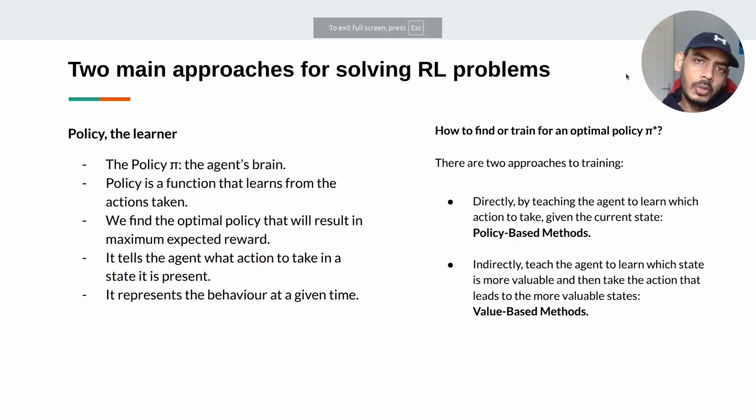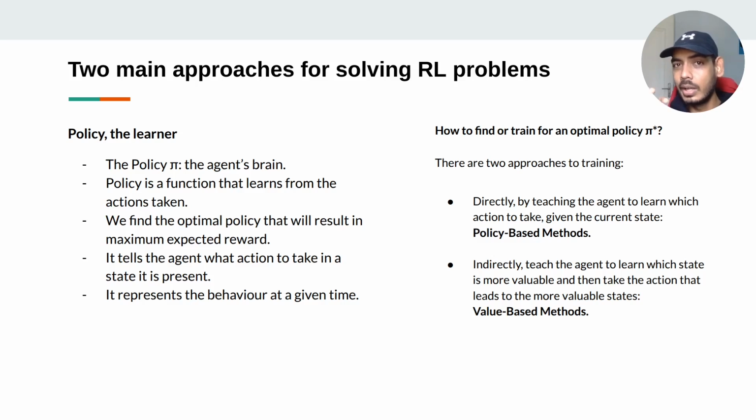Now let's talk about the two main approaches for solving RL problems. The key part of machine learning is you have a machine learning model and that model learns an objective function. When it comes to an RL problem, there is something called a policy, which is nothing but a function that learns which action to take for a given state. So we find the optimal policy such that we have the maximum rewards. That's the key idea behind policy for RL problems.